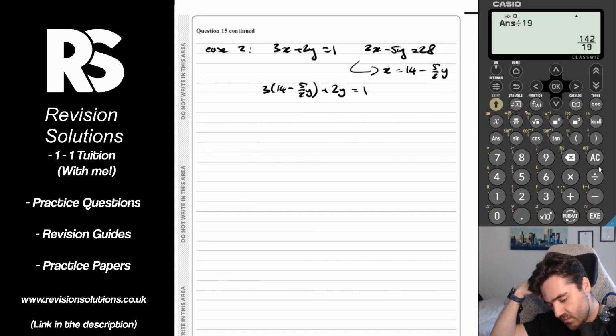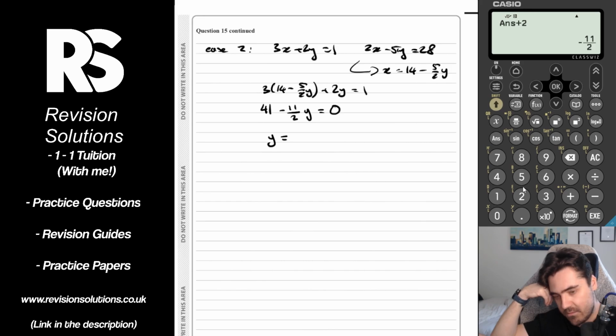which is going to give us 3 times 14, 42. Bring the 1 over this side. That would be 41. And then we've got 3 times minus 5 over 2, 2.5. And then plus 2. That's minus 11 over 2y equals 0 then.